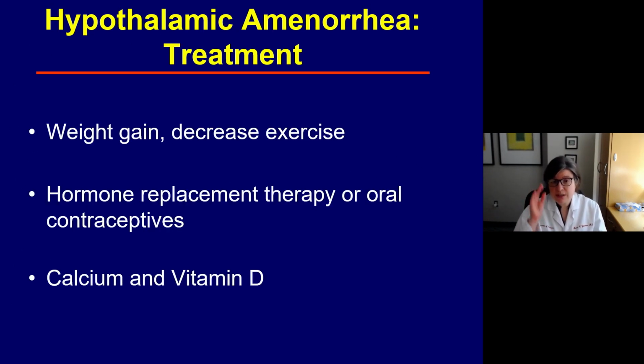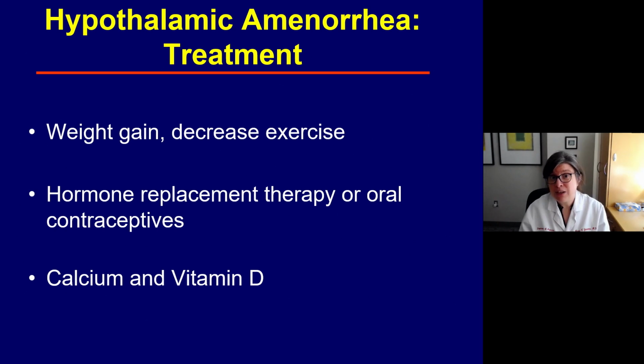In terms of treatment, weight gain and decreasing exercise are the mainstays. In terms of estrogen replacement, it is now recommended by the Endocrine Society that you give hormone replacement therapy around a 100 microgram patch equivalent. Although I find that many patients do not want to be on hormone replacement because it does not give them protection against pregnancy, especially as they start to gain weight and they may start ovulating again. They prefer instead just to be on an oral contraceptive and not have to worry about it.